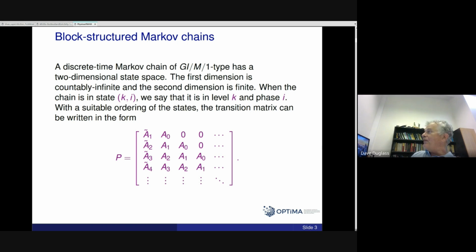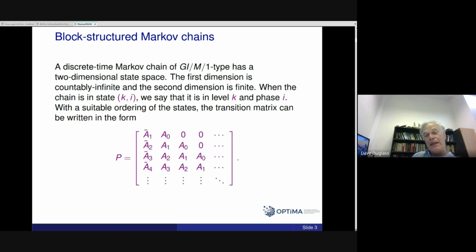So Marcel defined a discrete time Markov chain of GI/M/1 type. It's got a two-dimensional state space. The first dimension is countably infinite, so it's something like, say, the number of customers in a queue. And the second dimension is finite. So the chain can be in a two-dimensional state (k, i). We say that it's in level k and phase i. So the level is the countably infinite dimension and the phase is the finite dimension.